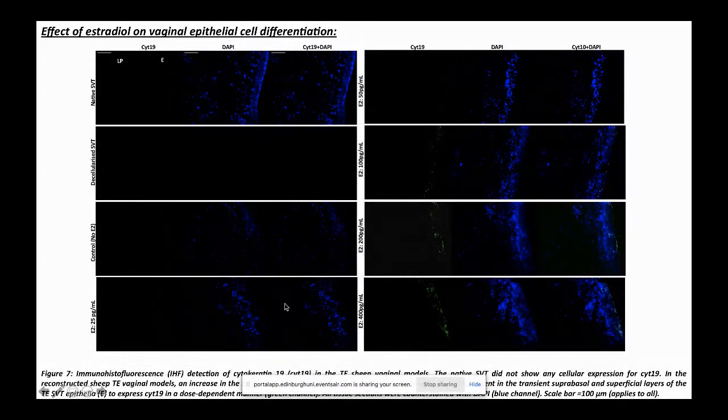We also detected cytokeratin 19 expression from our models by immunohistofluorescence analysis. Cytokeratin 19 is specifically regulated by estradiol in breast tissue in normal adult humans, and only a high concentration of estradiol triggers its expression in certain tissues in the human body. Here we can see that only the highest concentration of estradiol triggered the expression of cytokeratin 19 in the uppermost layers of the vaginal epithelium in our constructs.